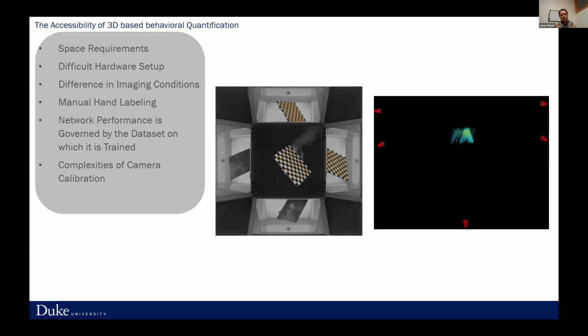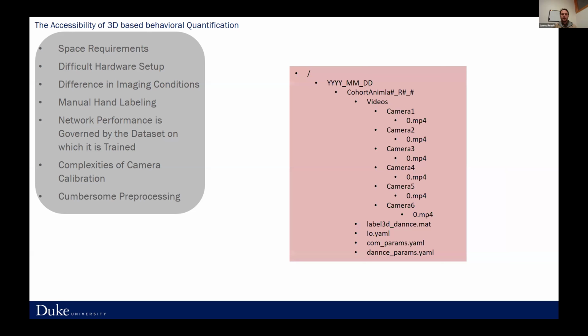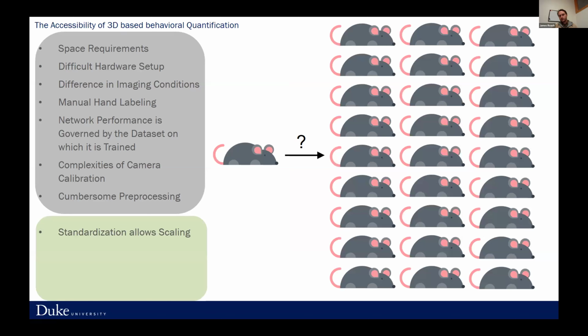So then you also have to deal with the complexities of camera calibration requiring an expert in machine vision to implement. And then there's cumbersome pre-processing requiring matching frames between arenas, assigning the correct calibration, having to do with network hyperparameters. But we believe we can overcome these limitations by standardization.